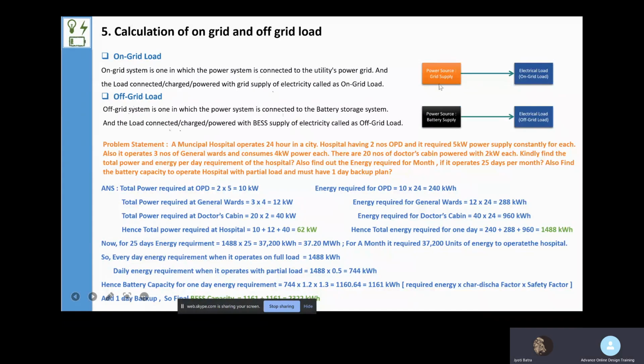Here you can look at the pictorial block. Understood. If it is powered by the grid, then it is on grid. If it is supplied by batteries, then it is off grid. But ultimately, it's an electrical load. It's the same for both systems. It's our predefined terminology to evaluate in a better fashion. Now, there is an example which will correlate these things, and this will help you understand more clearly.